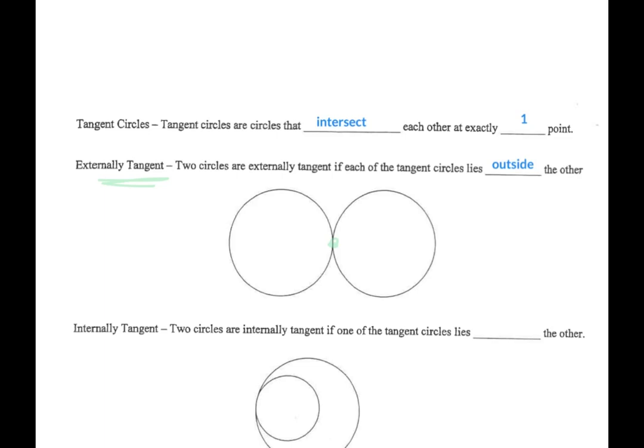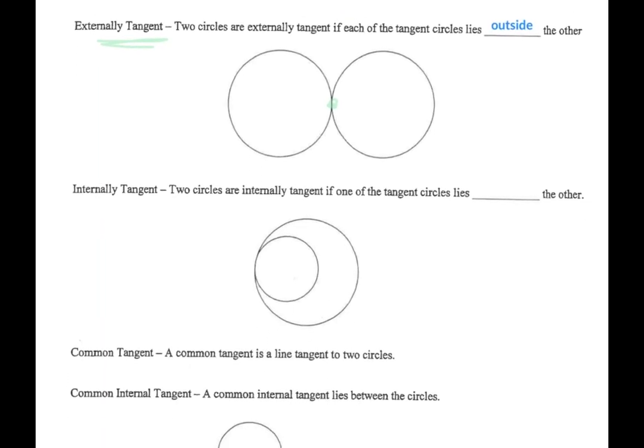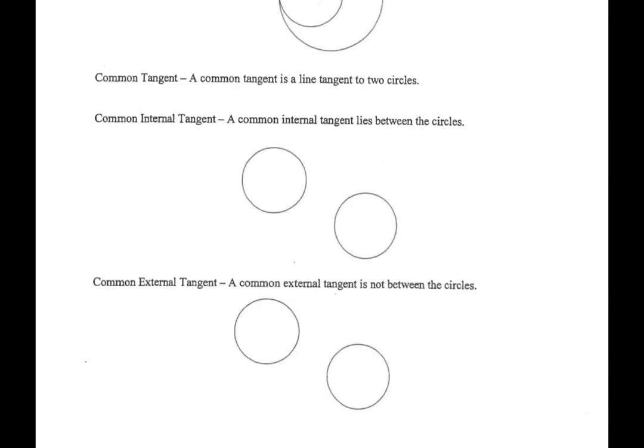Then internally tangent circles are going to be 2 circles are internally tangent if one of the tangent circles lies inside the other. So as you can see, we have 2 circles touching only at 1 point, and one is inside the other circle, so internally tangent. Next, we have common tangent. A common tangent is a line tangent to 2 circles.